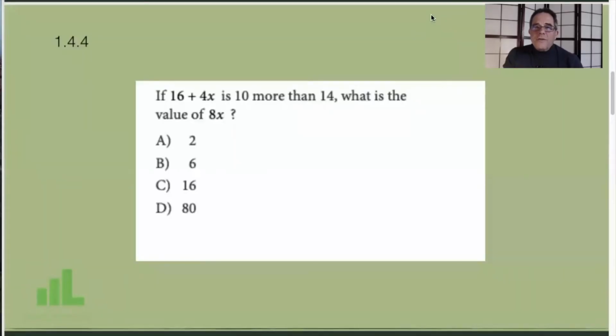This next question is, again, plug in the given. They give us all the information we need, but this time we have to do a little translating first. We have to translate a little math into English. 16 plus 4x is 10 more than 14. Did I say math in English? Maybe we're trying to translate English into math.